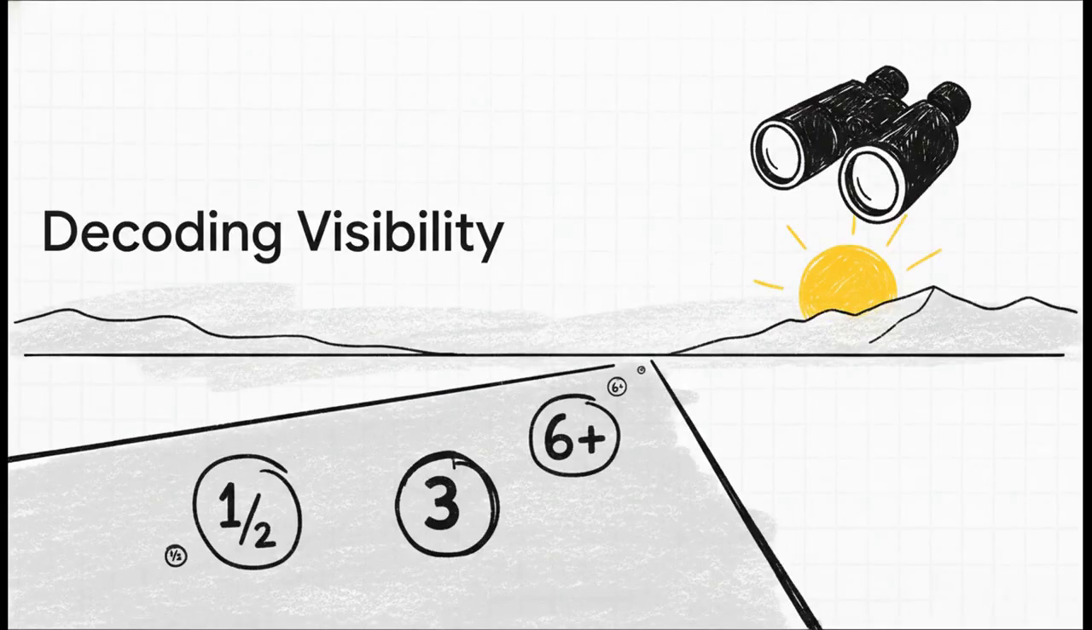Next up is visibility, which we measure in statute miles here in North America. You'll see fractions for lower vis, but once we get up to 3 miles, it switches to whole numbers. The code you're always hoping to see is P6SM. That means plus 6 statute miles. Basically, a beautiful clear day.